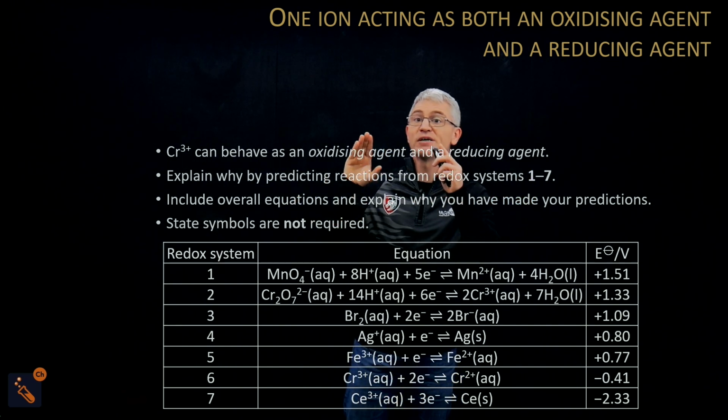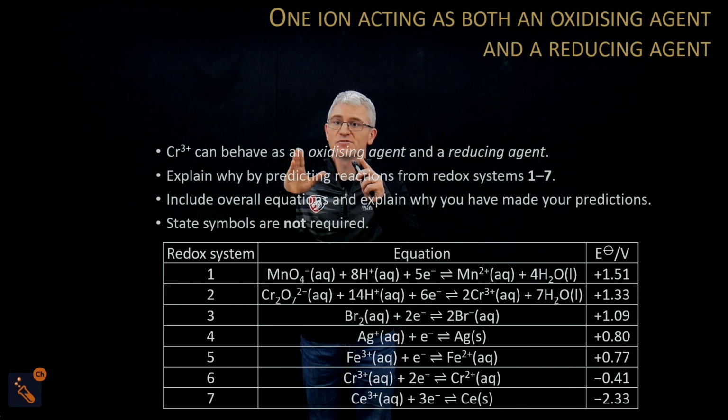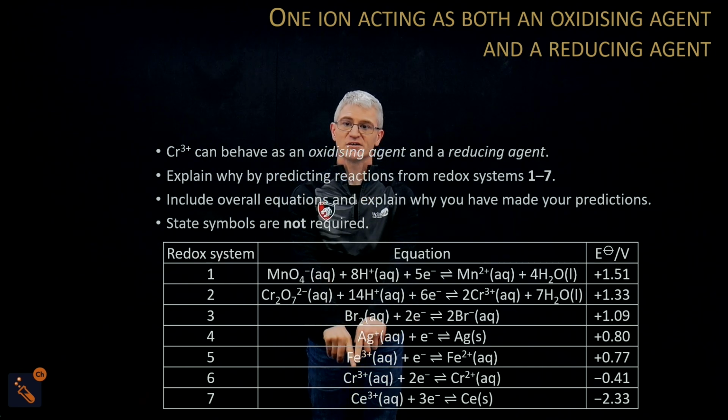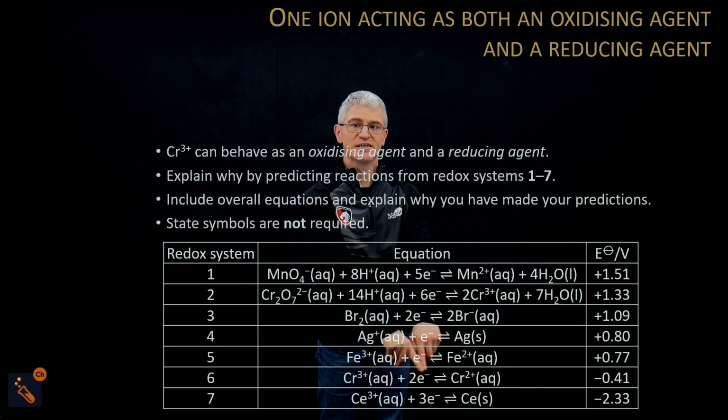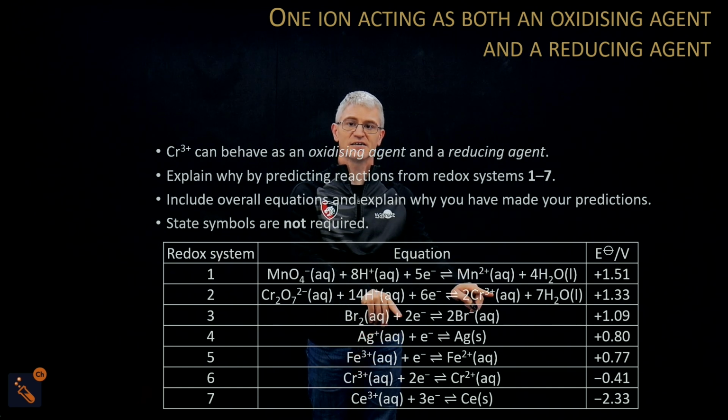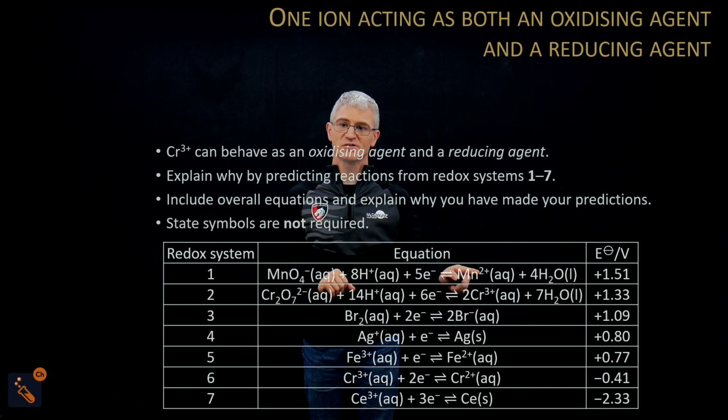So we've got to see where we can get Cr3+ to lose and gain electrons. Now if you look down here, you can see Cr3+ is here and it can gain. And you can see it's here and it can lose. So I need to make sure for this one that there's something more positive that can gain those electrons to force chromium-3 to lose. So I'm going to use the top two.